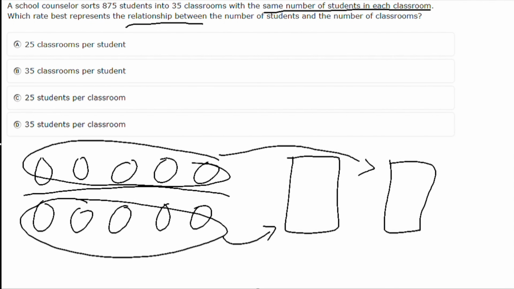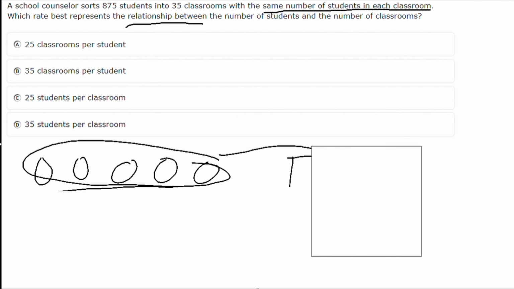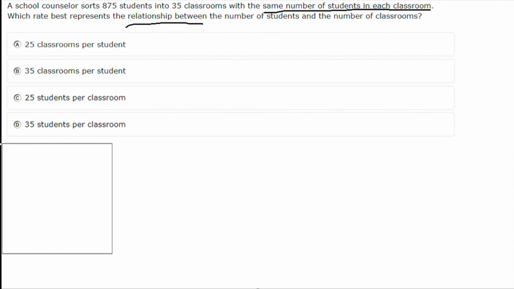concept we see here. Obviously, we can't draw out 875 students because we don't have that luxury of time on our STAAR test. But what we do see is that we are dividing the number of students by the number of classrooms. All right. So automatically we can eliminate answer choices A and B, because I'm not going to give 35 classrooms to one student or 25 classrooms to one student, right? The question is telling us we are putting the same number of students in each classroom.